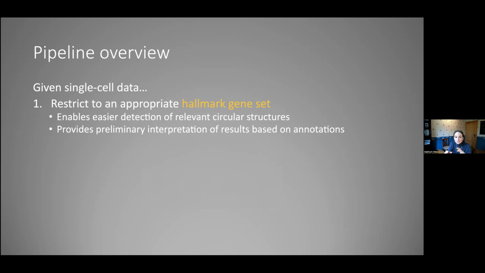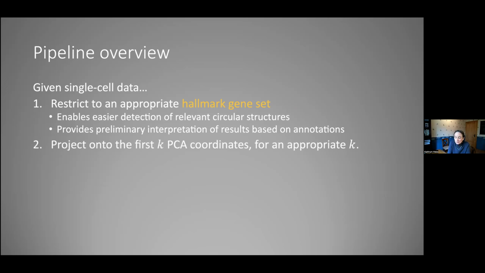The idea is to focus on particular hallmark gene sets. So these are ones that the cell biologists know about, where they've said, okay, these particular genes we know or we suspect strongly are related to these kinds of processes. And so maybe you have 50 or 100 genes instead of 20,000. And when you restrict to this hallmark gene set, then obviously your point cloud is embedded in a much smaller space. And so it enables you to detect the circular structures you're looking for more easily. And also, because these hallmark gene sets are annotated, it can give you a preliminary interpretation of any results that you might get.